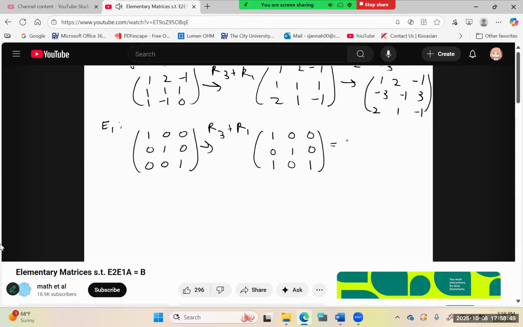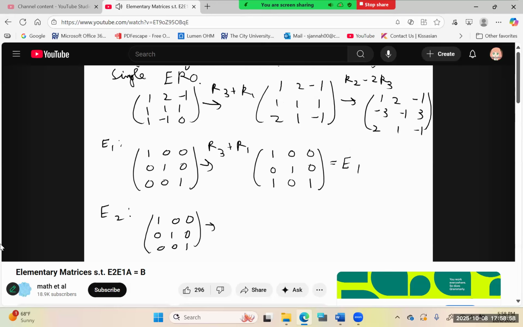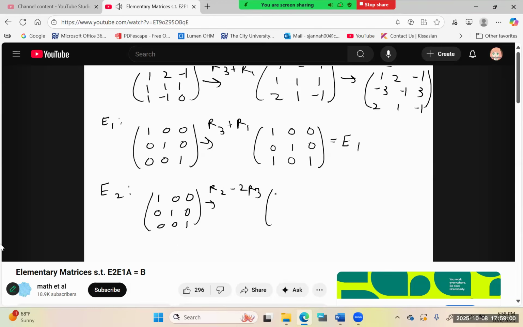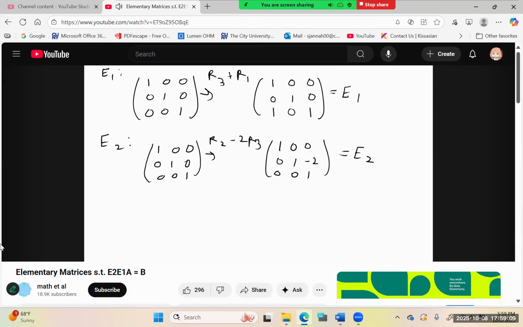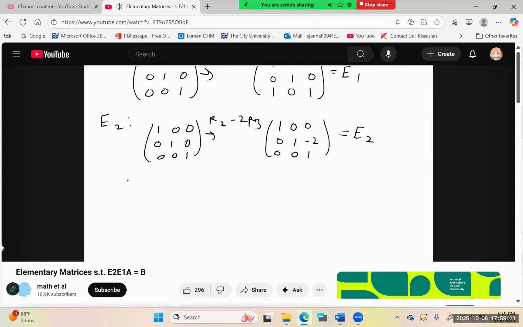So that is equal to the first elementary matrix, and for E2, we're going to do the same thing, but for the second elementary row operation, which was R2 minus 2R3, and that gives 1, 0, 0, 0, 1, negative 2, 0, 0, 1, and that's equal to the second elementary matrix. So that gives us E1 and E2 such that A pre-multiplied by E1 and then E2 is equal to B, and we're done with this problem.